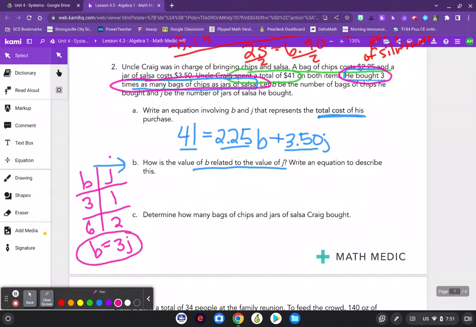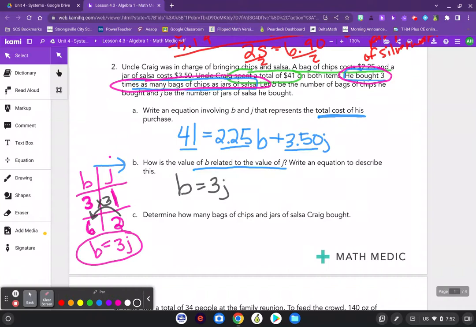But again, I personally struggle with this because 3 times as many bags of chips makes me think I should do 3 times my chips. But I want the number of salsa and chip bags to be the same. So again, I like to make this table. If I buy 1 jar of salsa, 3 times as many bags of chips means I have 3 bags of chips. 2 jars of salsa, 6 bags of chips. To get that number, I am taking this J and multiplying it by 3 to get the bags of chips. So my equation would be bags of chips is equal to 3 times the J.